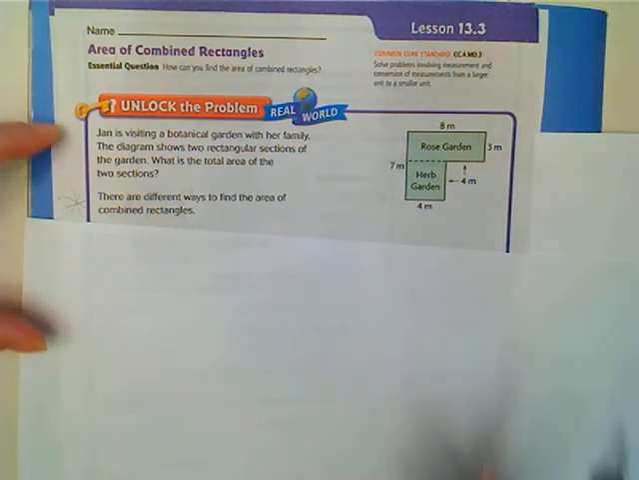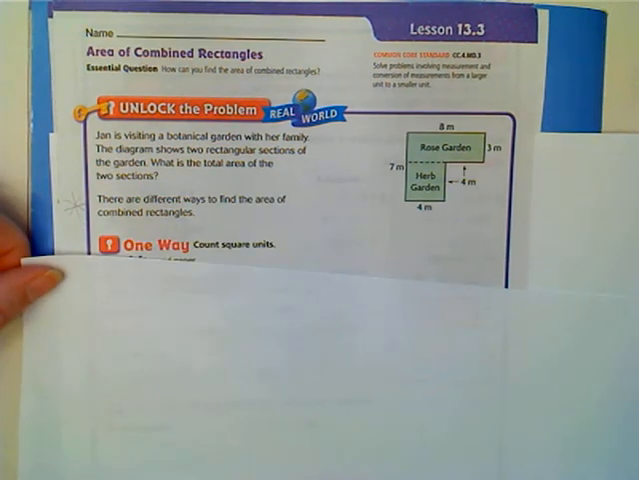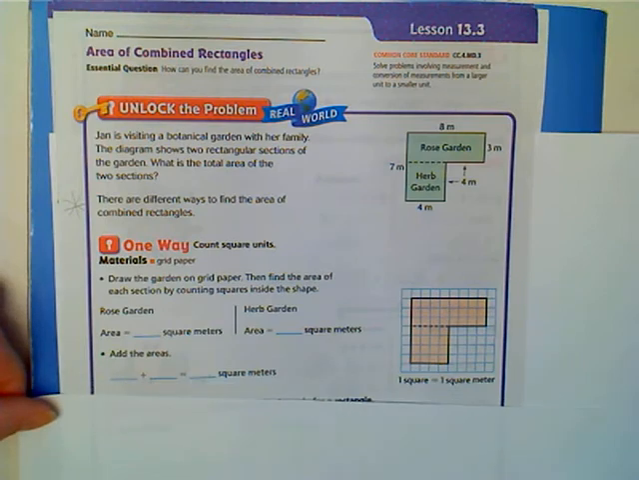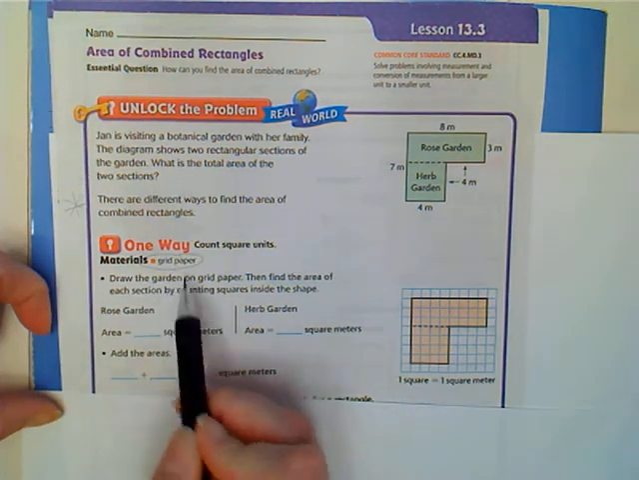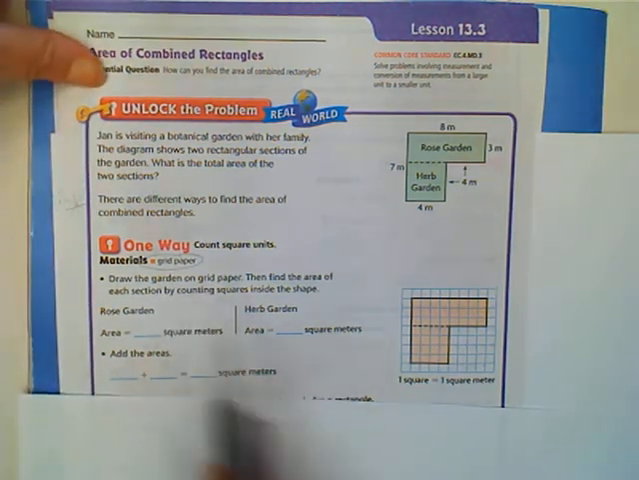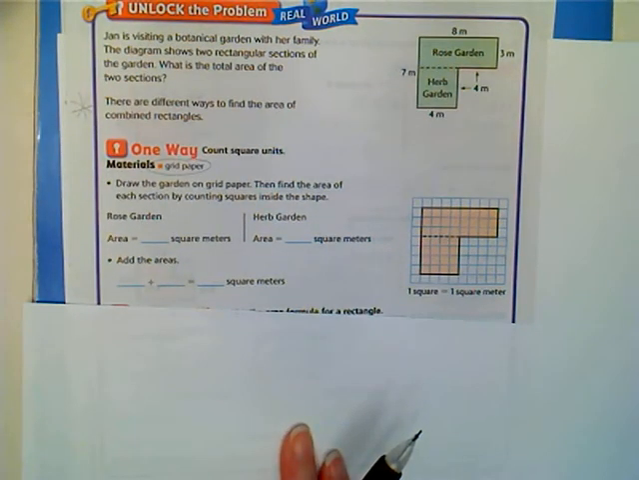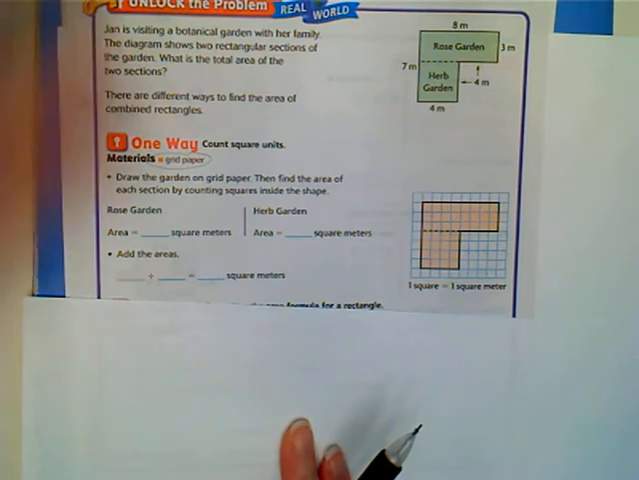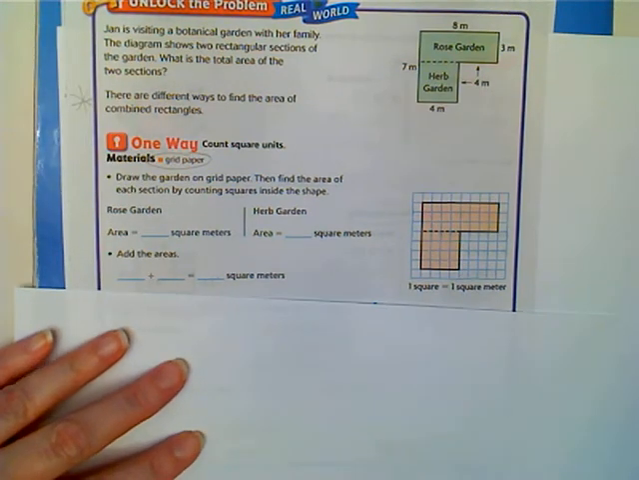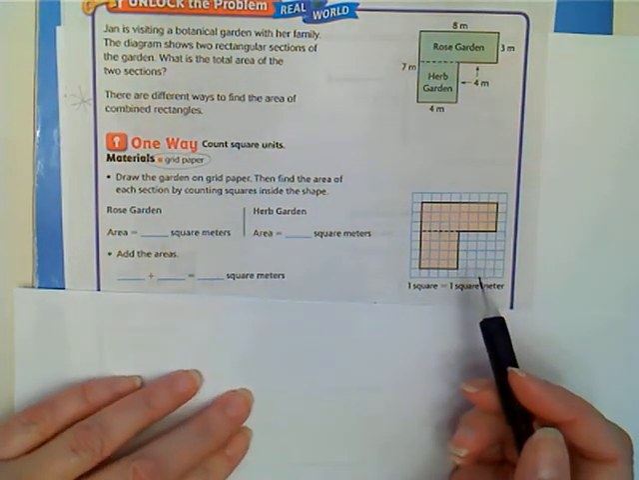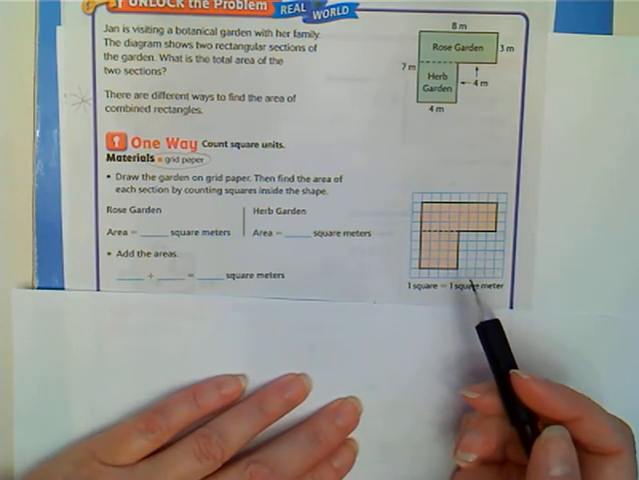One way is to count square units. Now that would include using some grid paper, which you may or may not have at your house at this time. If you do, you can certainly apply this strategy in some of your problems. If you don't, that's okay. I'm going to show you anyway how you could do this with grid paper.